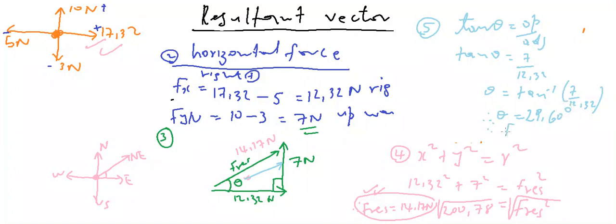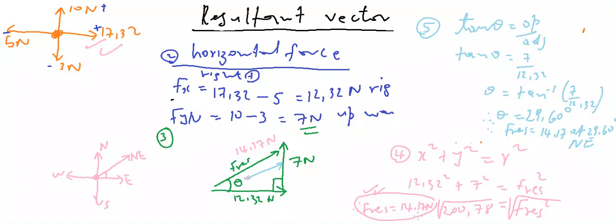Therefore, F-res is equal to 14,17 newtons at 29 degrees north of what? Of east. That is how we find our resultant force when there is an angle, we follow the steps I have mentioned.